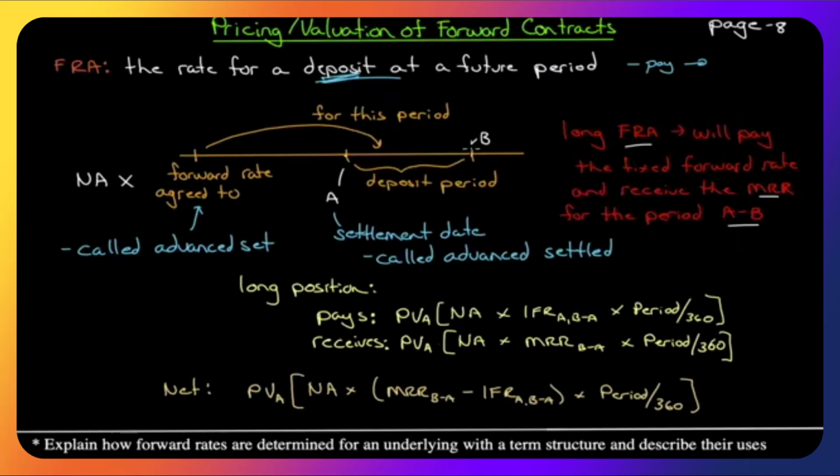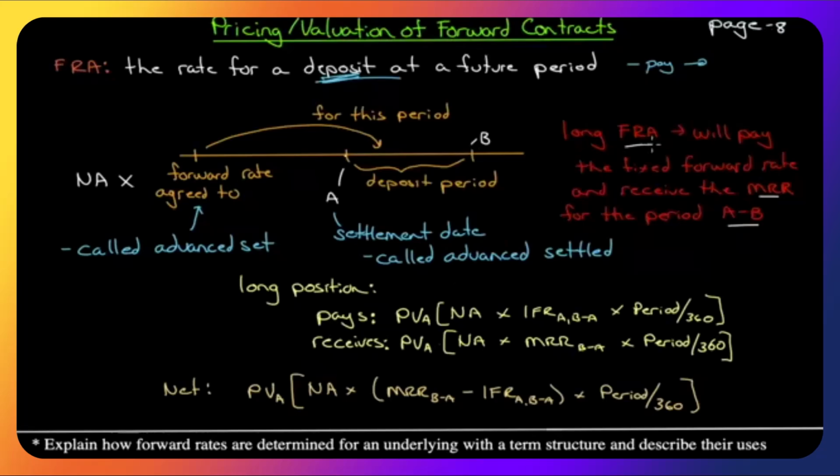The contract doesn't actually accept the deposit. It's just for the interest on that deposit. So you'll go and get the market reference rate. If the market reference rate is higher, great. You end up with more money, but you would lose money on the forward rate agreement. You would lose the difference between the two rates, thereby locking in the FRA rate.